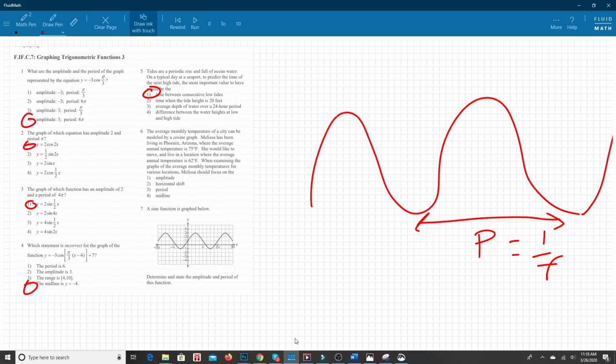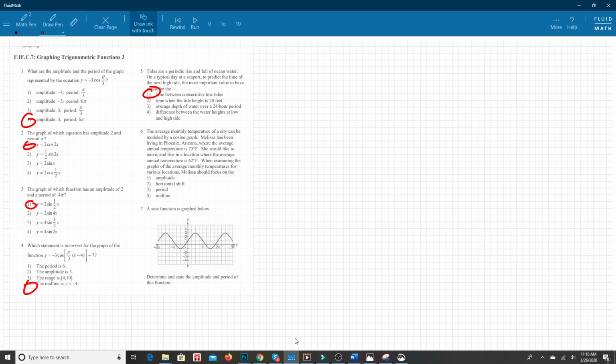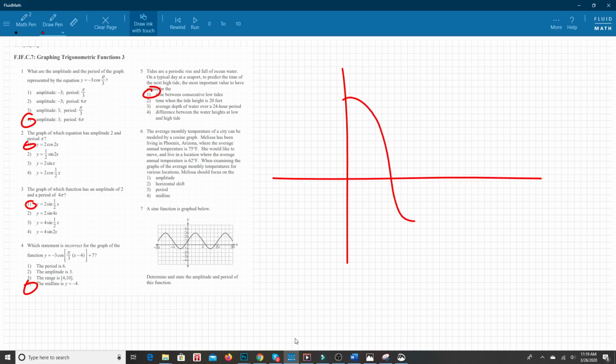Question 6. The average monthly temperature of a city can be modeled by a cosine graph, right? So we're going to do that right now. I'm going to erase it though.